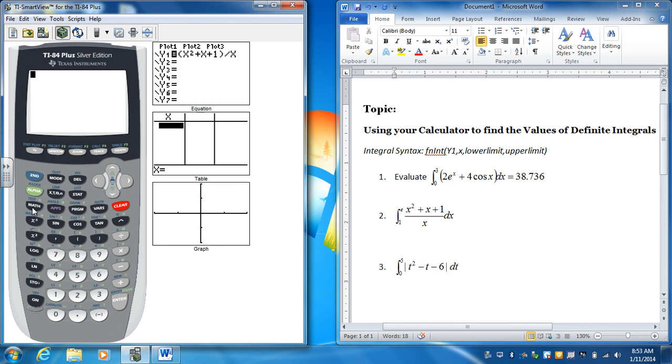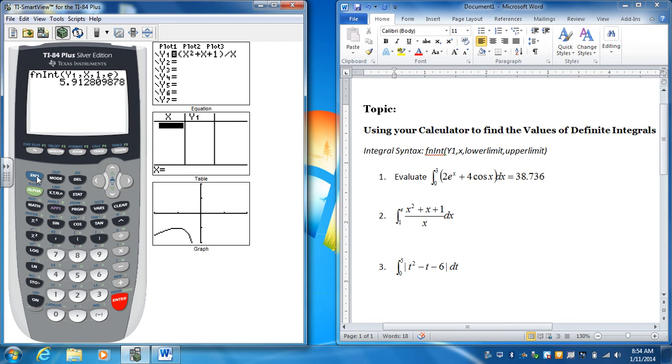Again, the fastest way to do it, since you know the location of the command, is to push math and 9, y1 for the location of it, comma x. In this case, my lower limit is 1, upper limit is e, so it's going to be 1, comma. And then the E button you can find by just hitting second and then the division button, that's going to be E. Close the parentheses, and you go ahead and hit enter.